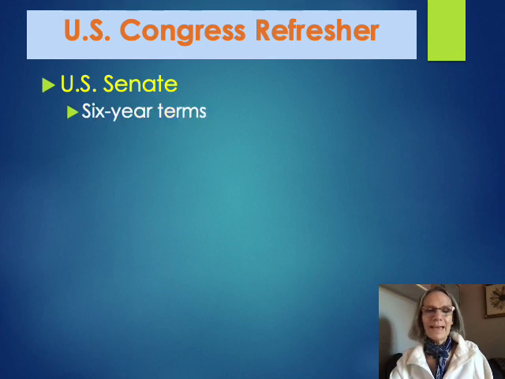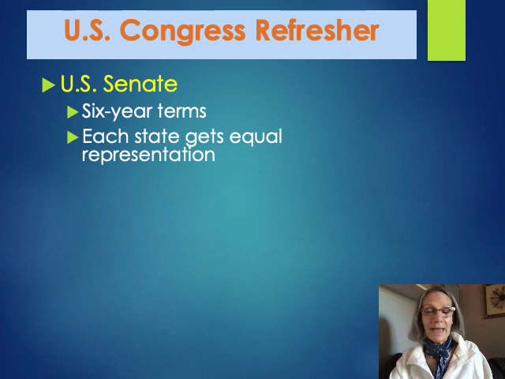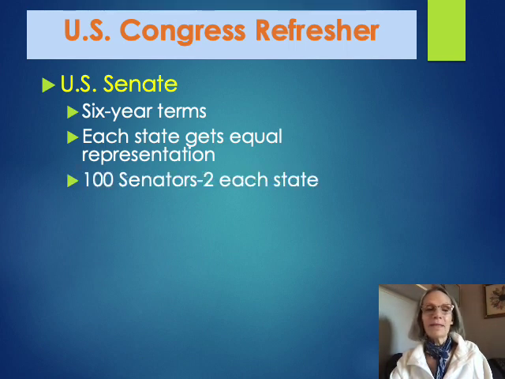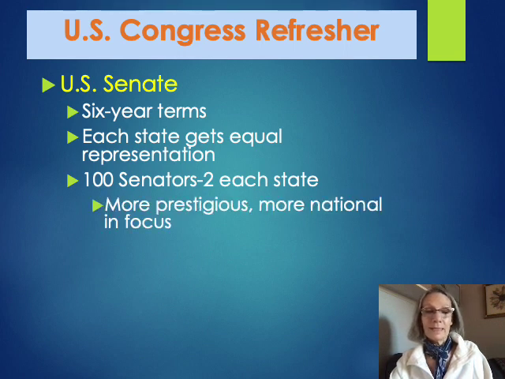The U.S. Senate is a much smaller chamber than the House. Each state gets two senators, and so that means that there are 100 senators in the U.S. Senate. They also serve a much longer term. While members of the House serve a 2-year term, members of the Senate serve a 6-year term.